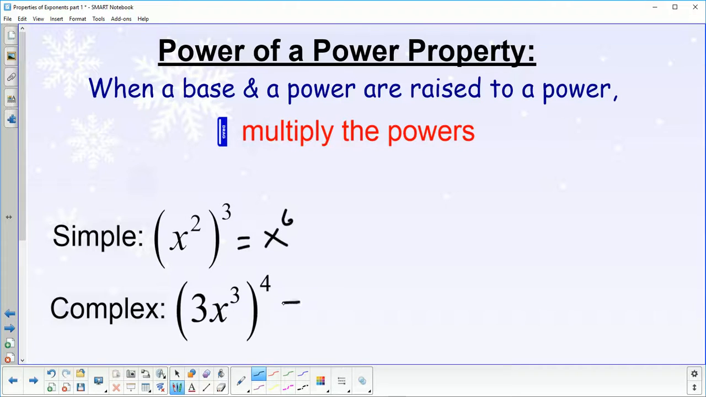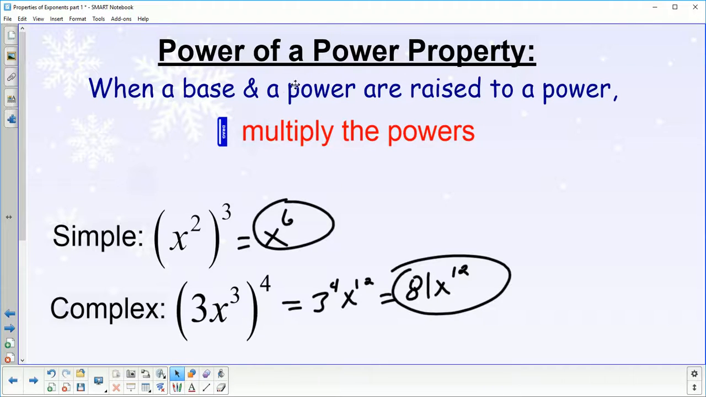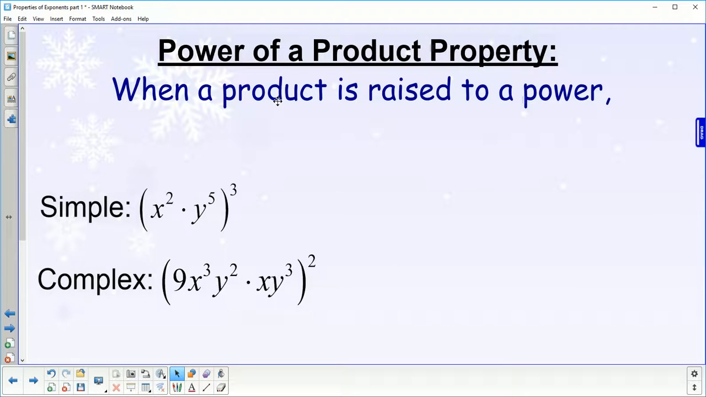Okay, on a little more complex one, we need to make sure that everything gets raised to the 4th. So 3 to the 4th, and then x to the 12th. And if we did 3 to the 4th, you can check in your calculators, but you're going to get 81, and then x to the 12th. Okay, so x to the 6th from that first one, 81x to the 12th from the second one. When you have a base and a power raised to a power, you multiply the powers.